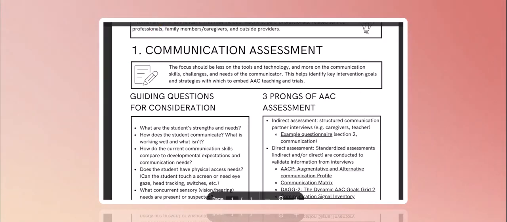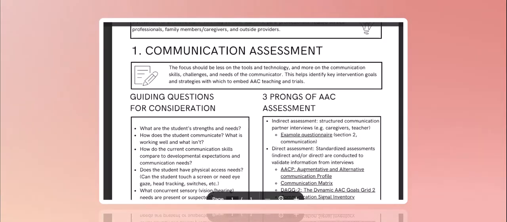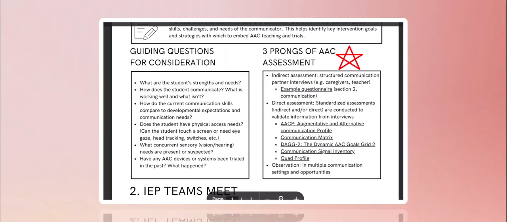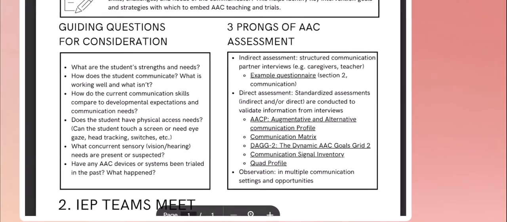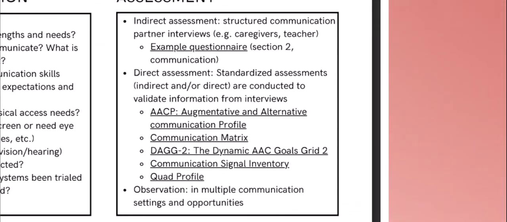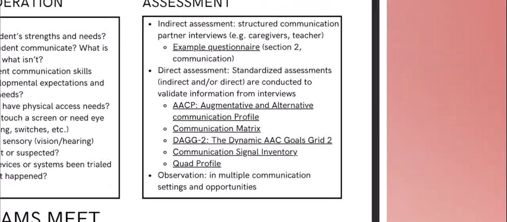Remember that it's less about the tool and the technology and more about the skills, the challenges, and the needs of the communicator. Guiding questions for consideration are listed, like what are the student's strengths? How does the student currently communicate? What's working well and what isn't? Remember the 3 prongs of AAC assessment. Indirect, such as partner interviews, direct assessment, like standardized assessments, which are listed here and linked, and observation in multiple communication settings and opportunities.